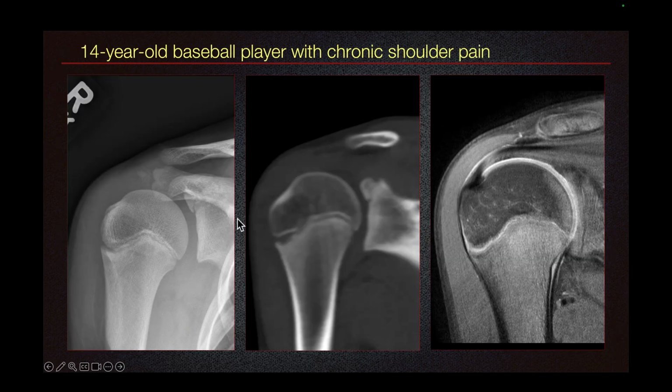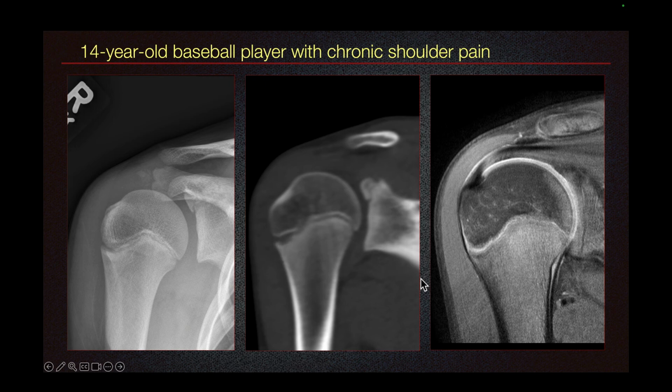We have another case of a 14-year-old baseball player with chronic shoulder pain. On the radiograph, we can see that there is subtle widening of the growth plate laterally. If we are unsure if the growth plate is actually widened or not, we can get a radiograph of the contralateral shoulder for comparison. In this case, we obtained a CT and we can see the widening of the growth plate.